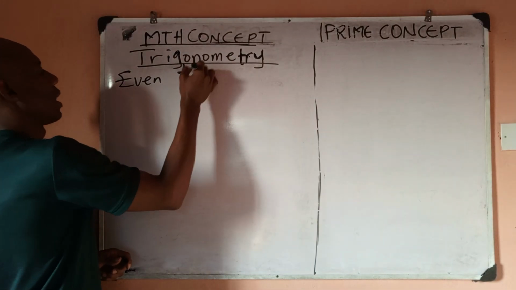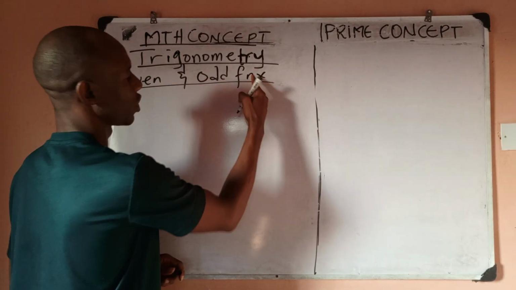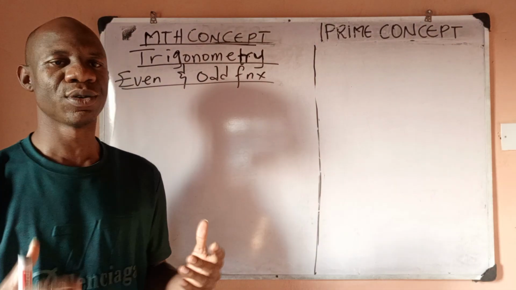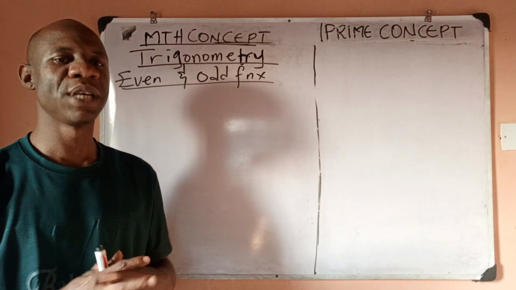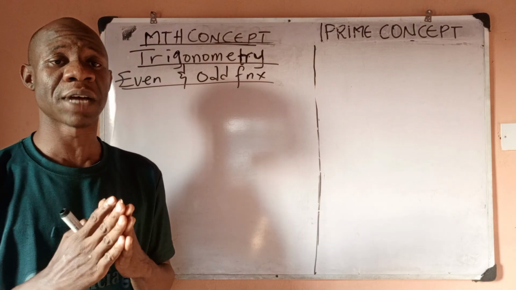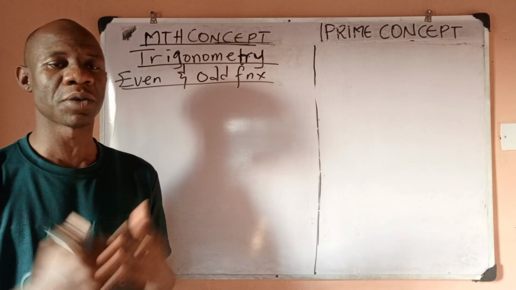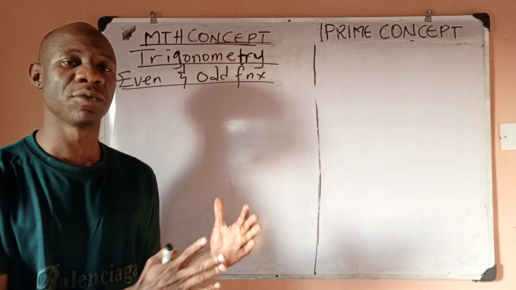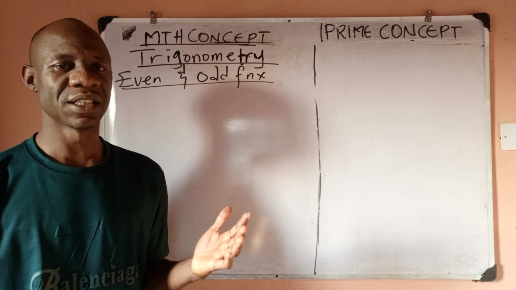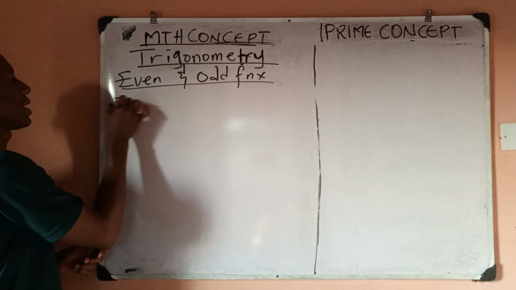Even and odd functions, right? So trigonometric functions, remember we introduced that we have 6 basic trigonometric functions. And these trig functions can be classified under even functions or odd functions. So each of them would either be even or it would be an odd function. So what are these functions? We're going to define them one after the other. Even functions, let's start with even.